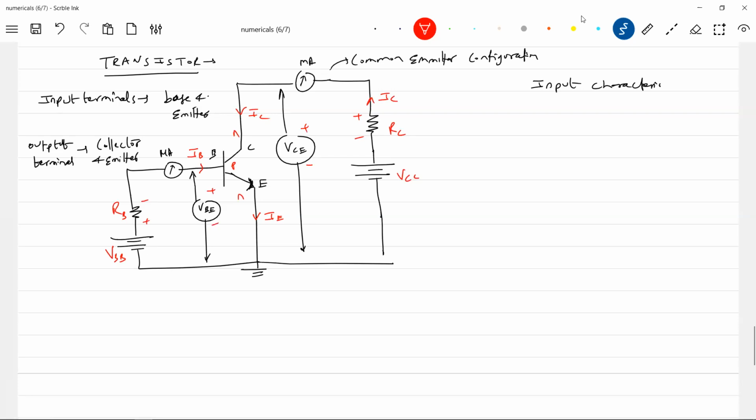Okay, this one. So input characteristics. Let me plot the graph. What are the input terminals? Here let me plot IB in microamperes. This is VB in volts. Then for a given value of VC, how can I adjust VC? By varying this particular thing.